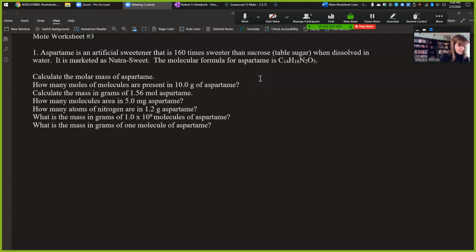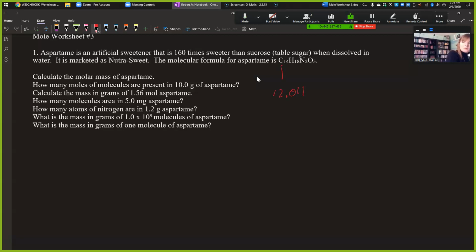So when we're calculating molar mass, what we're trying to figure out is how many grams are going to be in a single mole of whatever we're looking at. So in this case, we're looking at NutraSweet, and it has that chemical formula. So 14 carbons, 18 hydrogens, 2 nitrogens, and 5 oxygens. So we look on the periodic table, and we'll see that the carbons have a mass of 12.011, and the hydrogens have a mass of 1.00795. If your numbers aren't exactly what mine are, that's totally fine.